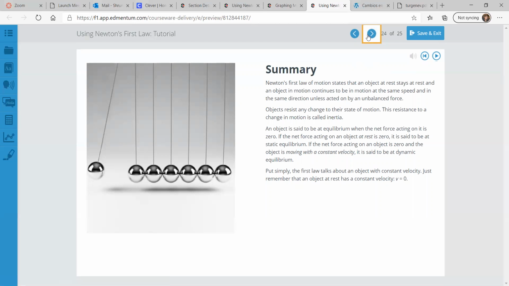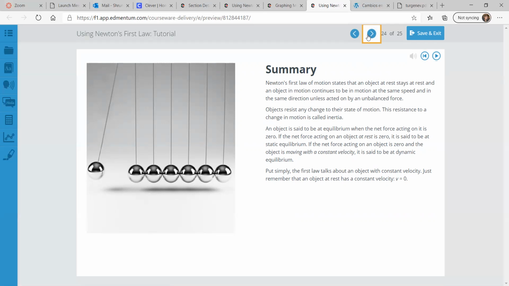So in summary, the first law states that an object at rest stays at rest. An object in motion continues to be in motion at the same speed and in the same direction unless acted on by an unbalanced force. Objects resist any change to their state of motion, and that resistance is called inertia.